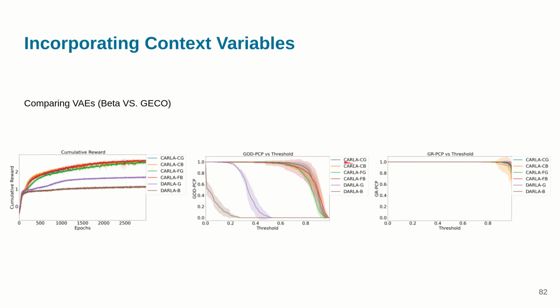Comparing different VAEs, we took the best performing methods, Gecko and Beta, and we compared the performance of both, and we see that Gecko performs slightly better compared to the Beta VAE. We also compare different conditioning mechanisms, using a FiLM layer or a concatenation layer, and it seems that concatenation works slightly better while being simpler.